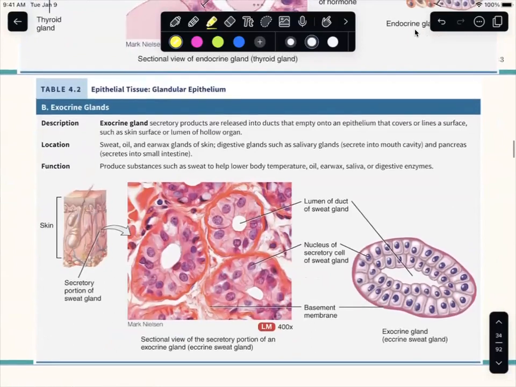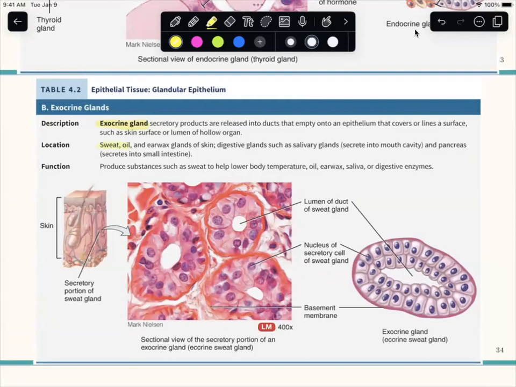Exocrine. Here's those stratified cuboidal cells. They are those exocrine glands, and they are secreting their substance to the skin surface, into the lumen of your digestive tract, your stomach, hollow organs, hollow cavities. Exocrine glands usually have those 2 layers of cuboidal cells.